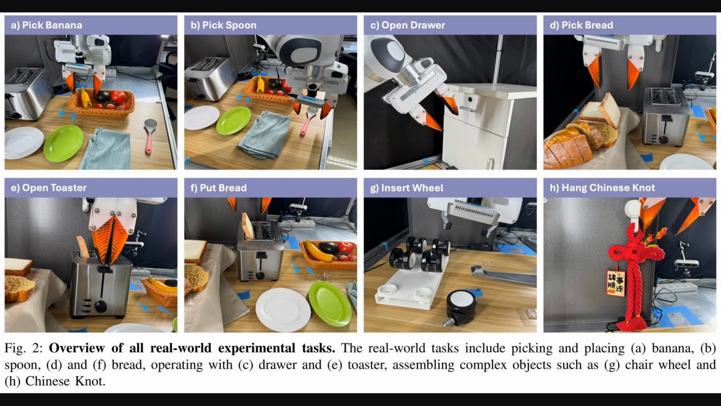Okay, so building on that architecture we just saw, Figure 2 here gives us a look at the actual real-world tasks they use to test ConRFT. You can see there's quite a variety. Simple stuff like picking a banana or a spoon, operating a drawer and a toaster, and even more complex things like inserting a chair wheel or hanging a Chinese knot. These are the kinds of practical, sometimes tricky, manipulations where that online fine-tuning stage with human help really gets put to the test on a real robot.